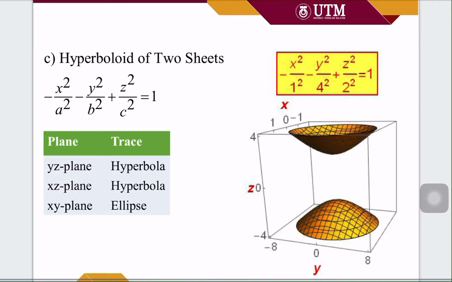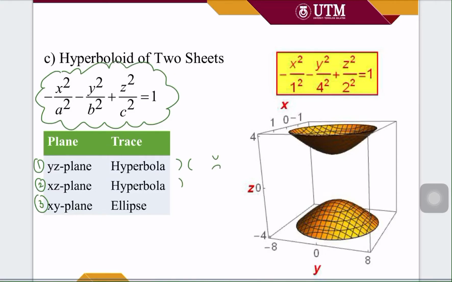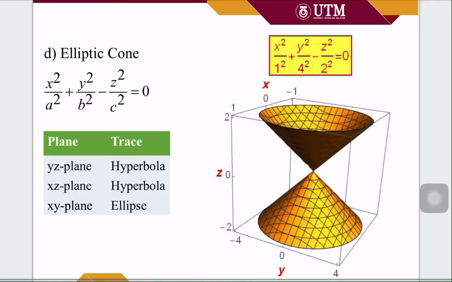The hyperboloid of two sheets: we have a separated hyperboloid here, with this standard equation. The x has a negative here, and we still have no missing variable, so we need to have three traces. So a hyperbola either like this or like this, another hyperbola, and an ellipse for the traces.